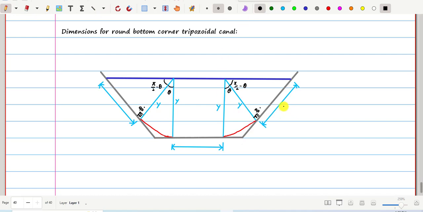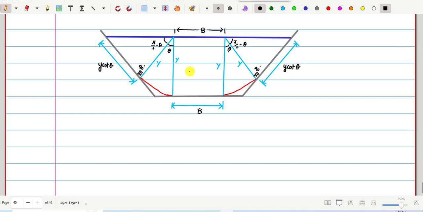What is this distance? We already found it in the triangular section. This is y cot theta, right? We are not going to calculate it again. We already found it, y cot theta, and this is our B. And this distance from here to here is also B. Right, now let's try to find out the area and wetted parameter.